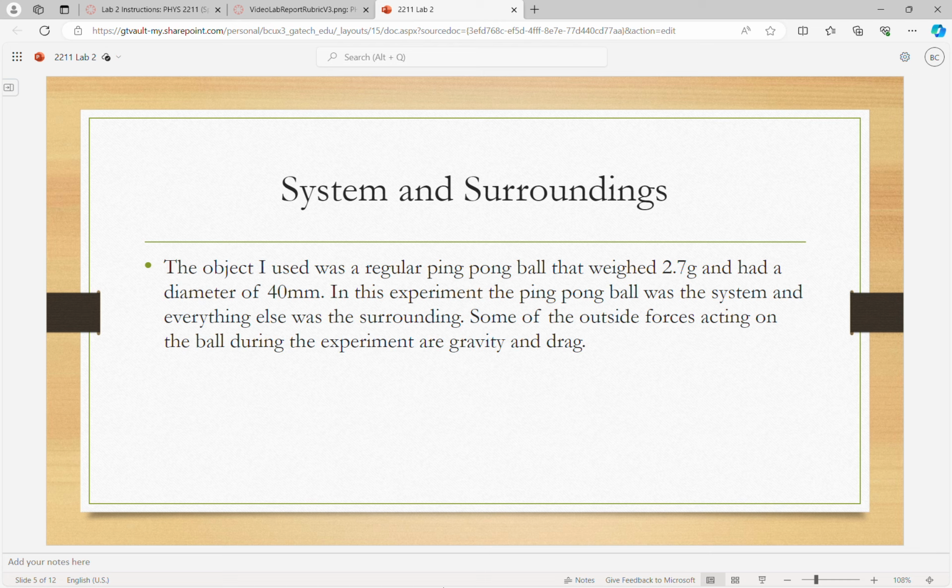So, system and surroundings. The object I used was a regular ping pong ball that weighed 2.7 grams and had a diameter of 40 millimeters. In this experiment, the ping pong ball was the system and everything else was the surroundings. Some of the outside forces acting on the ball during the experiment are gravity and drag.